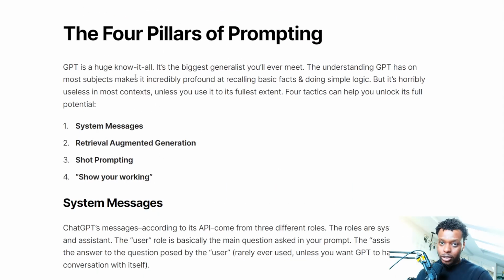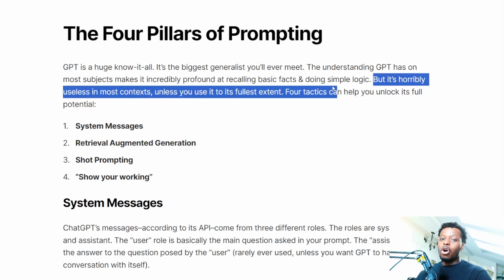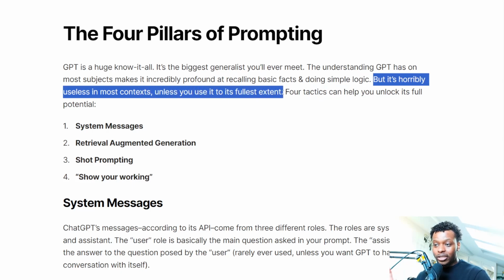So that's OSINT. What are the 4 pillars of prompting? This is basically just about how to use GPT in order to get all of this information. One thing you need to know about GPT is it's a huge know-it-all. It's the biggest generalist you'll ever meet. The understanding that GPT has on most subjects makes it incredibly profound at recalling basic facts and doing simple logic. But it is horribly useless still to this day in most contexts, unless you use it to its fullest extent by leveraging exactly how to use it.